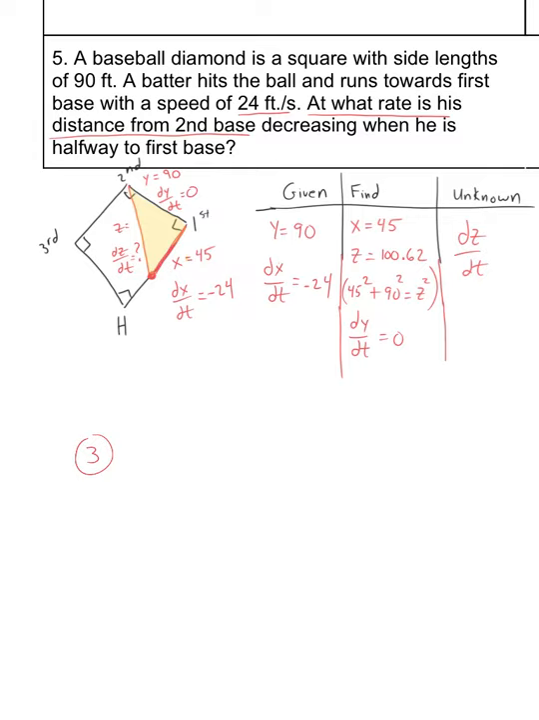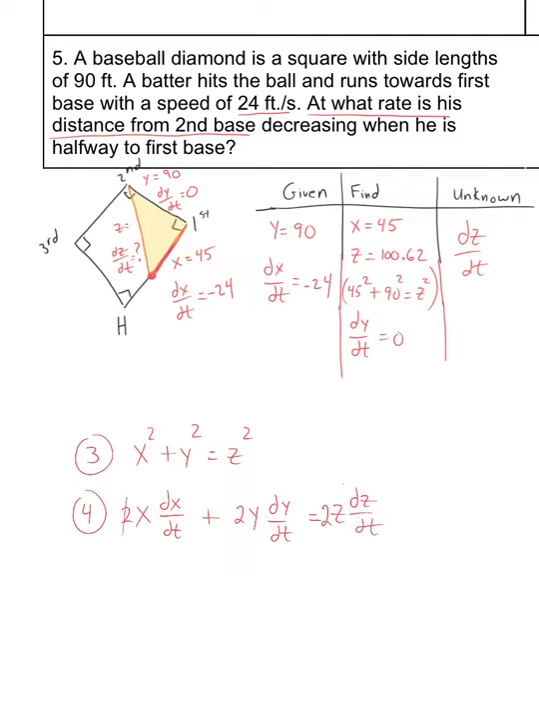We need our third step, the equation. x squared plus y squared is equal to z squared. We need our derivative, our fourth step, and we make sure that we use the chain rule. So the derivative of x squared using the chain rule is 2x dx dt. The derivative of y squared using the chain rule is 2y dy dt. And the derivative of z squared is 2z dz dt.